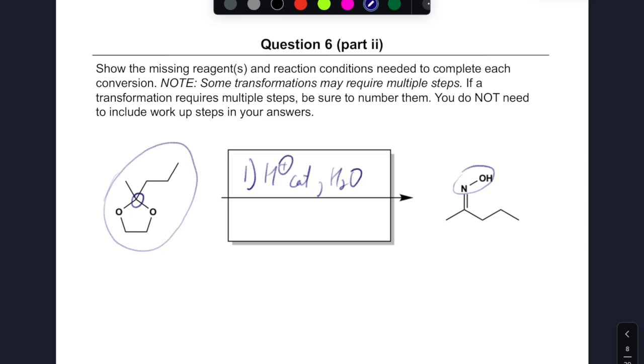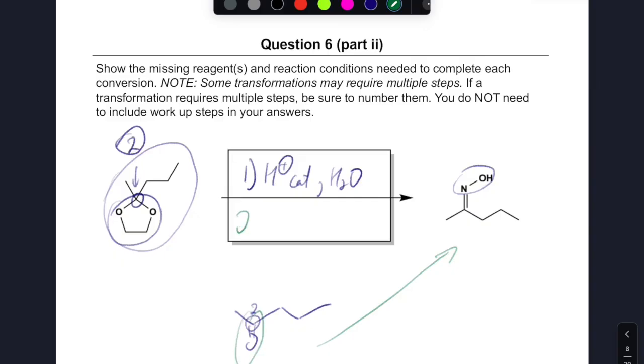If we don't have water, we're not going to be opening up this ring, because in the end, we're going to be making a fragment like this. So that's carbon 2 right here, which corresponded there to carbon number 2. From that one, we're going to add in our oxime. We're doing a condensation, similar to an imine formation.